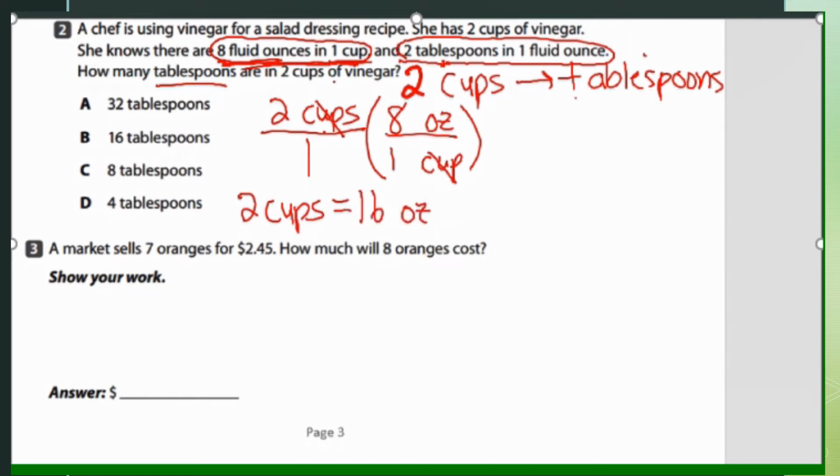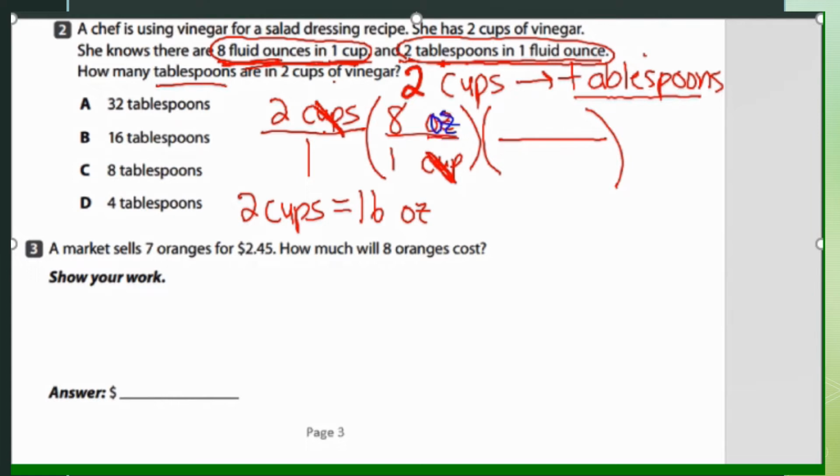But we're not finished because the final answer needs to be in tablespoons, so I'm just going to leave it like this and write another conversion factor. If I use this conversion, I'm left with my final units in ounces, and that's not what I want because I need to finish this. I need another conversion factor to convert the 16 ounces from 2 times 8 into tablespoons. So I'm going to use this conversion factor here, and what do I need in the denominator?